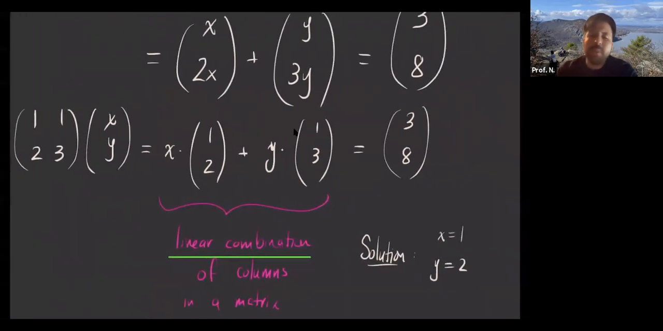And then when you do the 3 by 3 example, it's the same idea. You have a vector in 3-dimensional space, and you have 3 of them. And you want to know how many of each do I need, so that when I put them together and add them up, I get the result, the vector at the end.